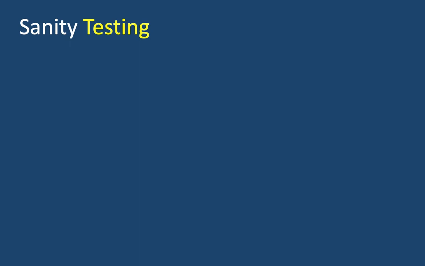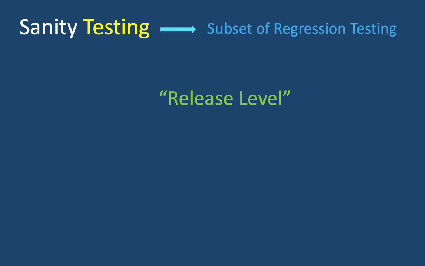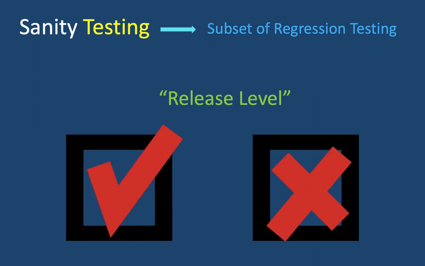Sanity testing is done during the release phase to check the main functionalities of the software without going deeper. So it is done at the release level. Sometimes it's also called a subset of regression testing. The initial goal in sanity testing is to determine that the features work as expected.